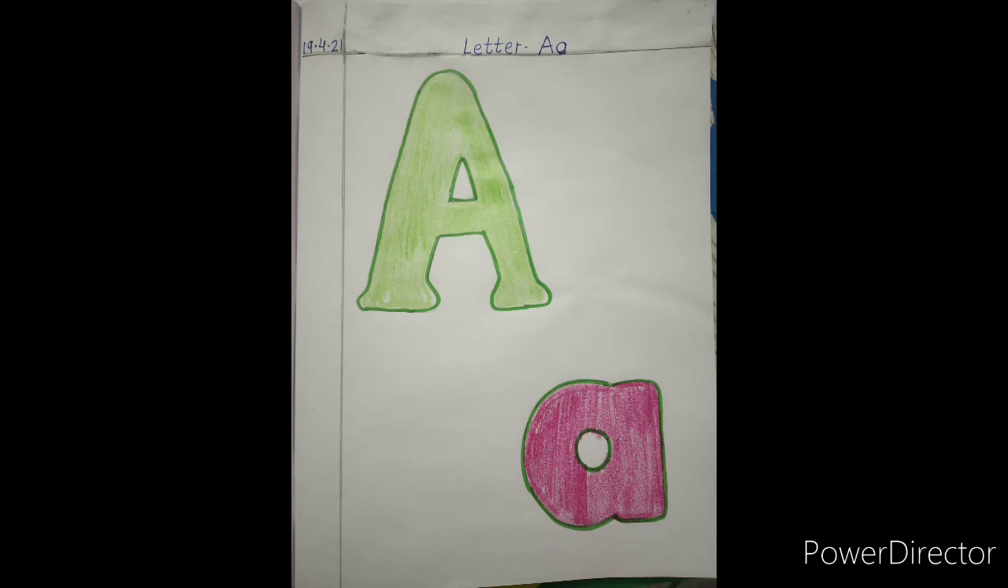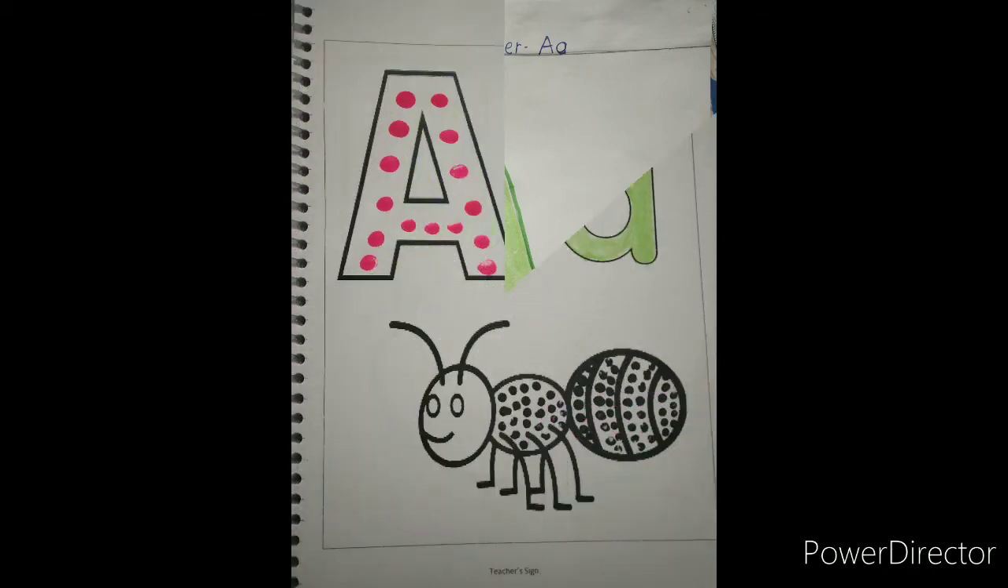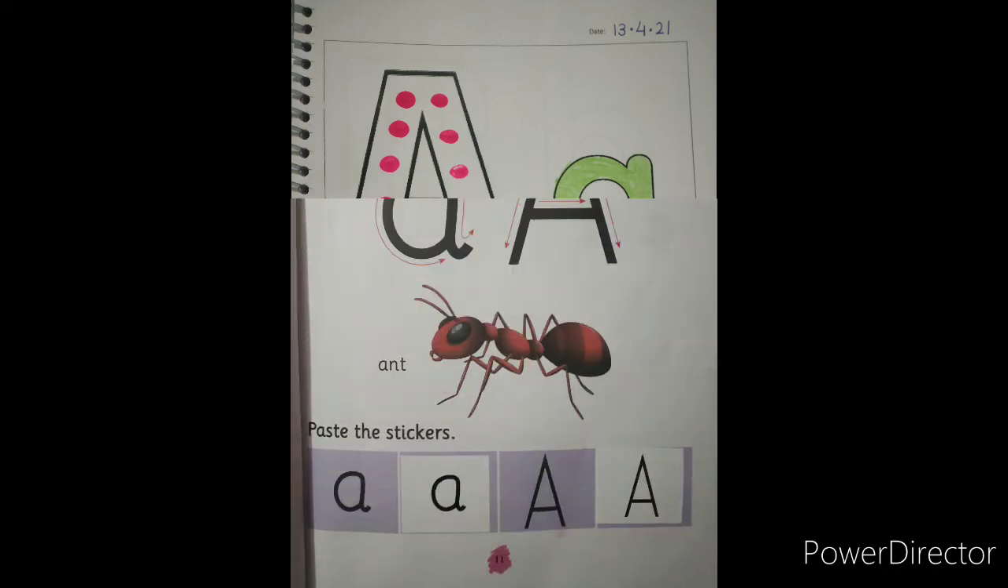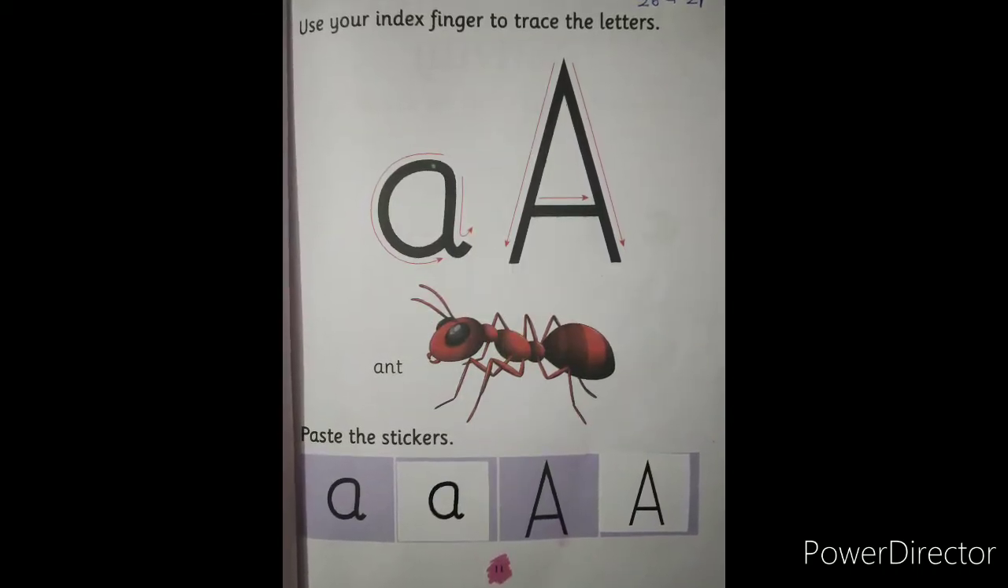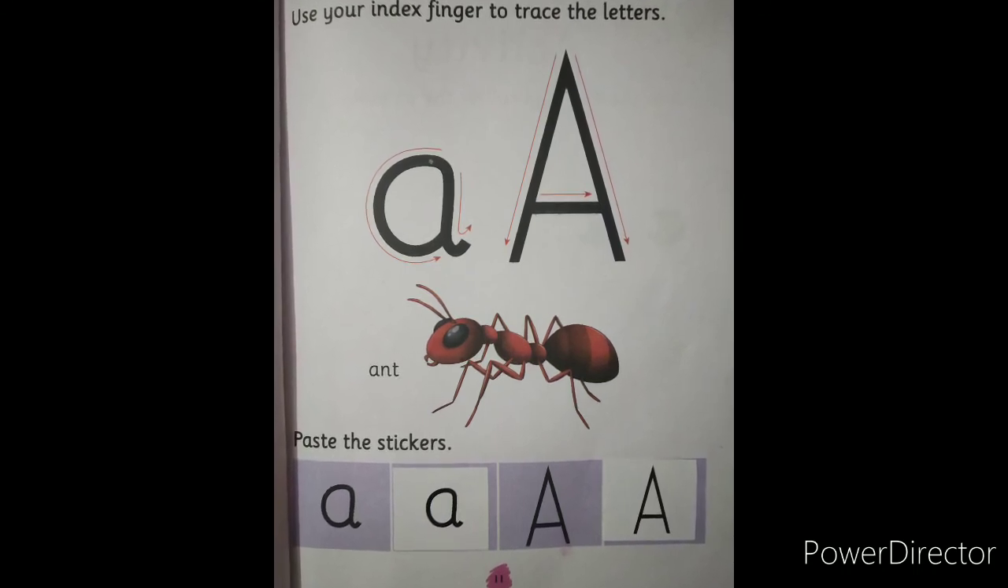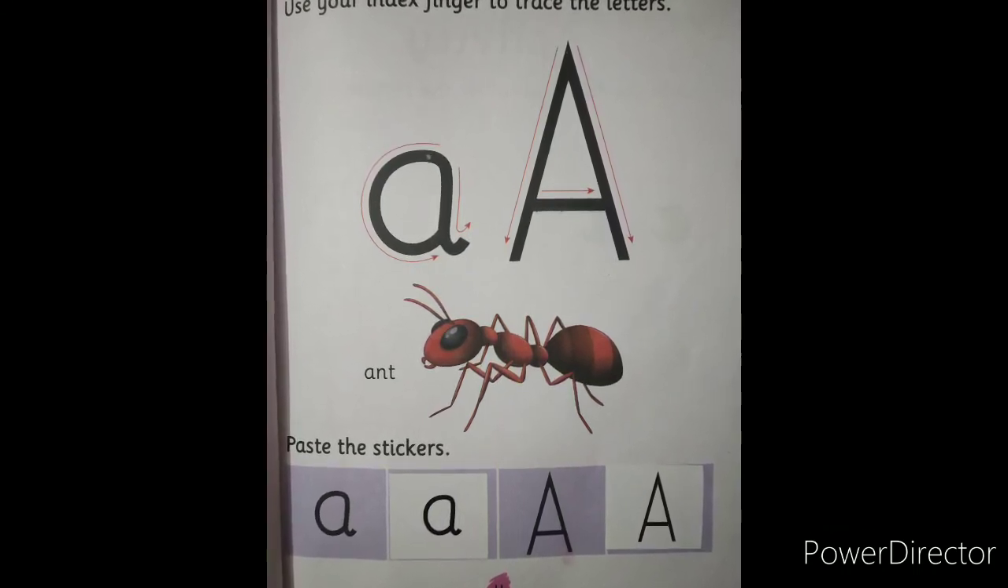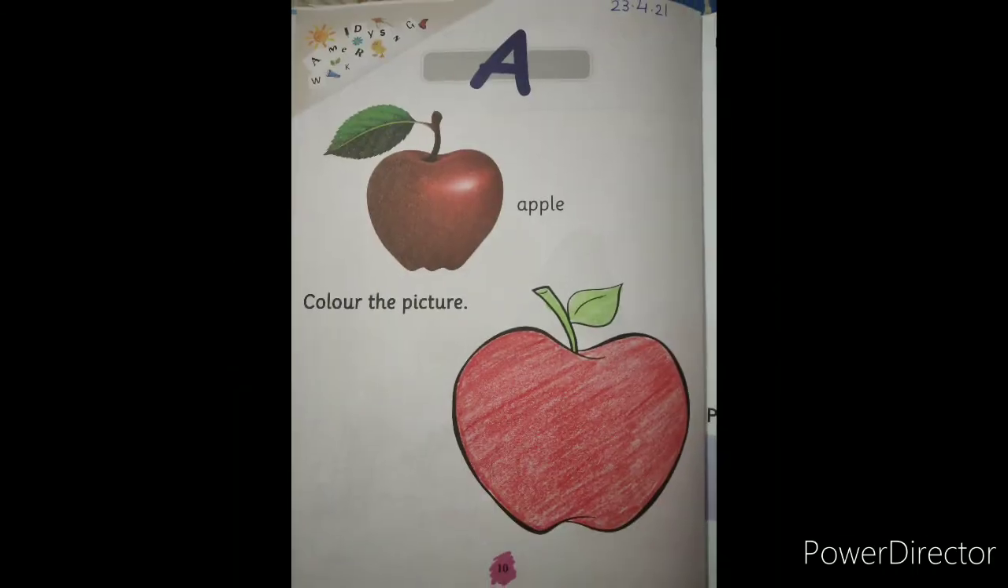I have already shown you the strokes which I have used in that in the last video. We have done the earbud printing in the ant. We have pasted stickers of capital A and small a from the back side of your workbook. Here also in the English workbook, we have done left and right strokes for the coloring in apple.